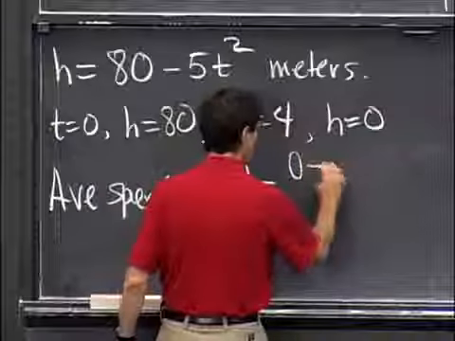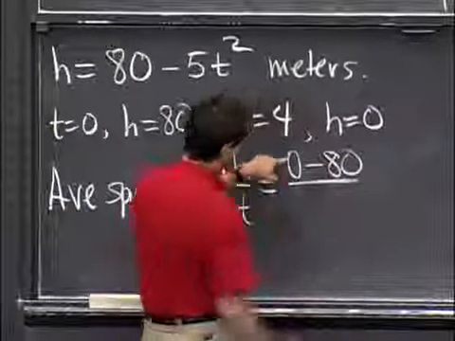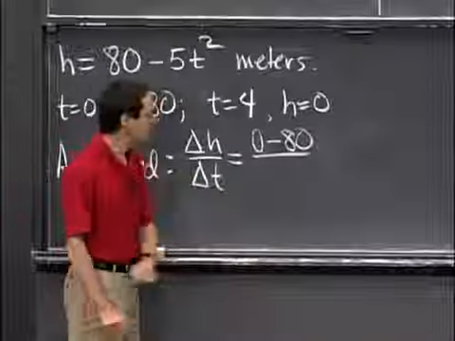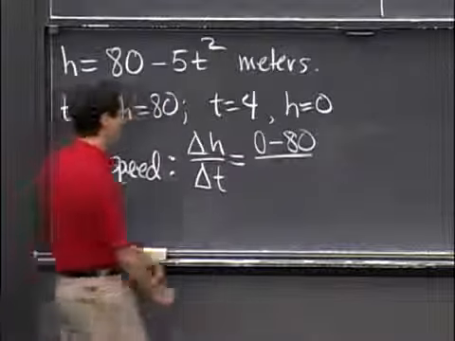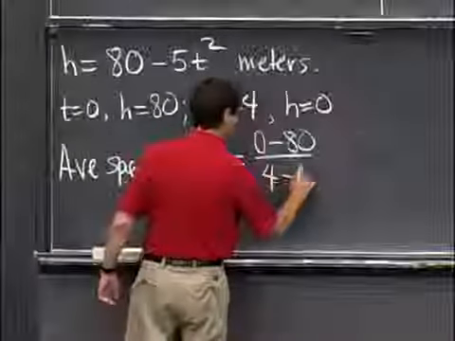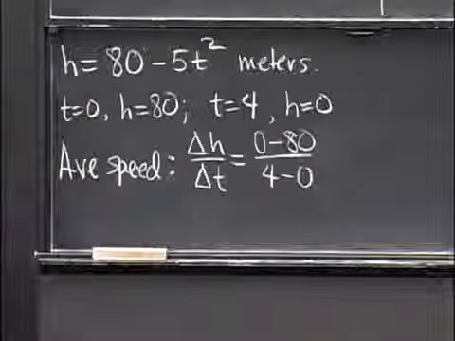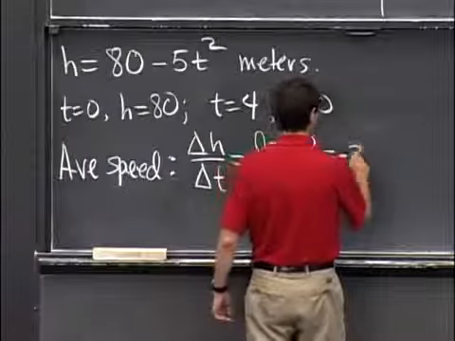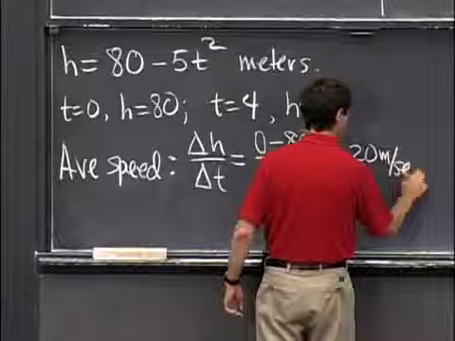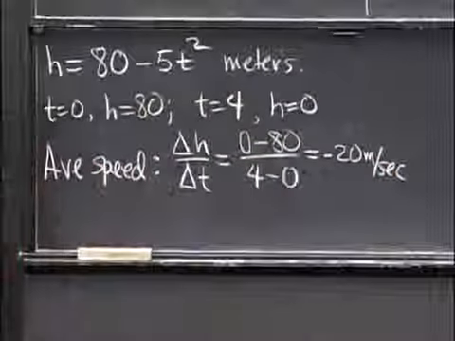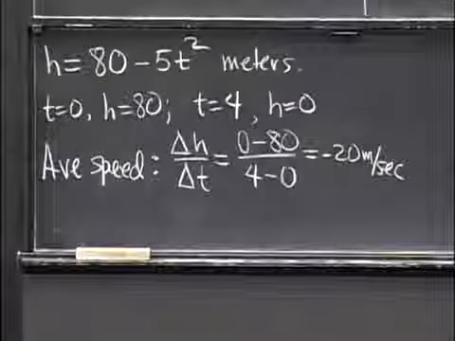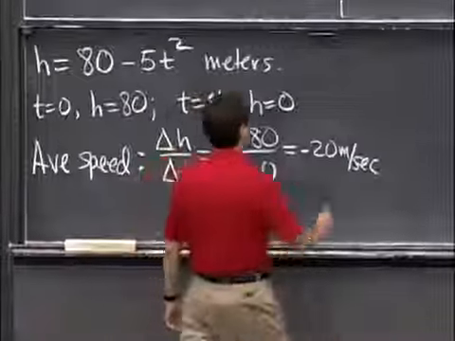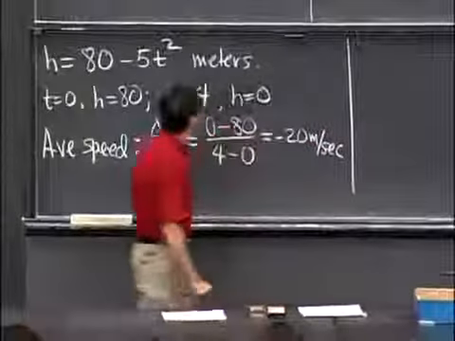We have to take 0 minus 80, because the first value is the final position, and the second value is the initial position. And that's divided by 4 minus 0, time 4 seconds minus time 0 seconds. And so that, of course, is minus 20 meters per second. So the average speed of this guy is 20 meters a second.